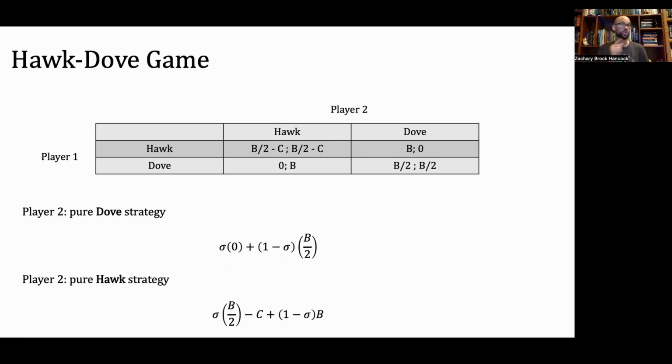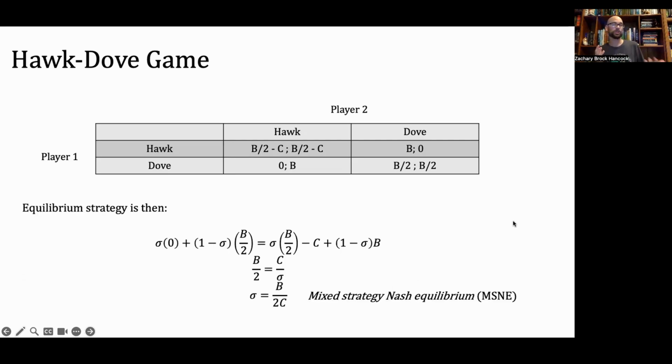Now, if player 2 plays a pure hawk strategy, it's sigma multiplied by b over 2 minus c, because again, sigma is the probability player 1 plays hawk, and if they both play hawk, the benefit to each is b over 2 minus c, plus the probability they played dove multiplied by b. In this case, since player 2 is playing a pure hawk strategy, they will always win if player 1 plays dove. To see what the equilibrium is, we just set these two equal to each other and do some simplification. What we find is this mixed equilibrium strategy occurs when b over 2 is equal to c over sigma.